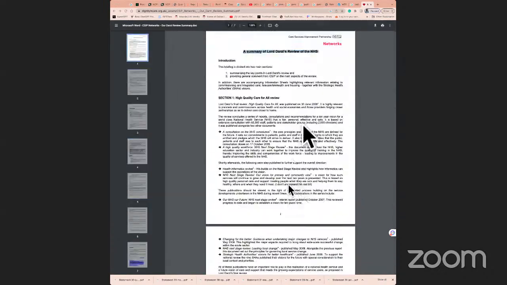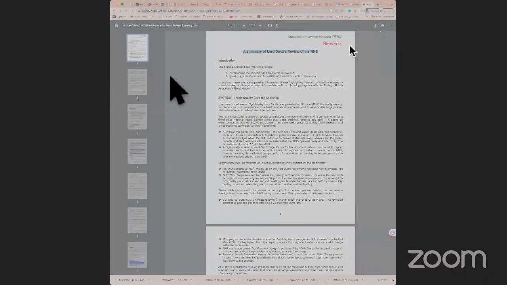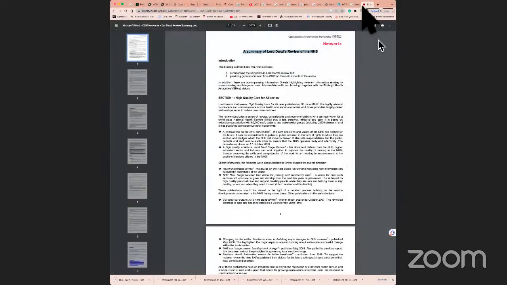So this is a good summary document which provides you, in about a couple of pages, a summary of how you would look at understanding what Lord Darzi's report is and why it is very important as far as the changes to the NHS approach of how care is provided to patients in 2008.